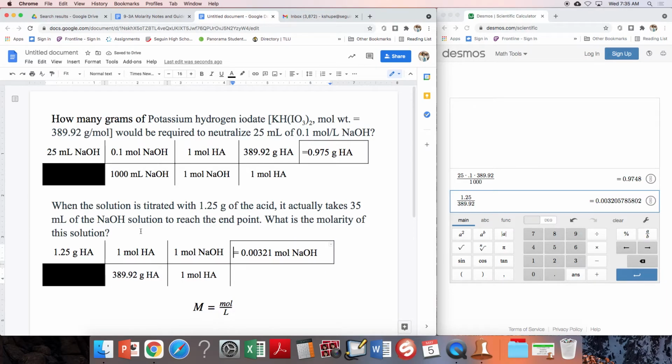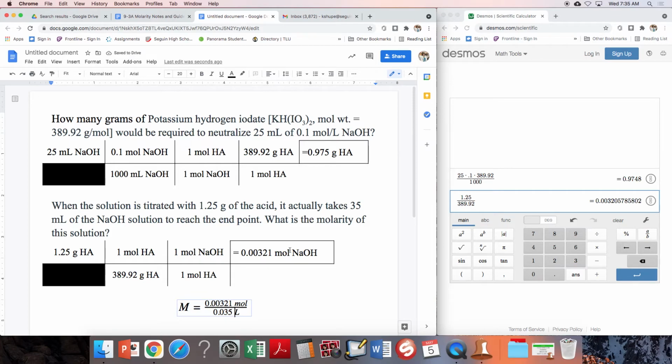I know my moles. I know my volume. I can calculate molarity. So this solution contains 0.00321 moles of sodium hydroxide. For every weight, we've got to transfer our milliliters into liters, but we should know this by now. We're going to move our decimal place over 3 times. So 1, 2, 1. I can count. It's early. 1, 2, 3. So my number of liters is 0.035 liters.